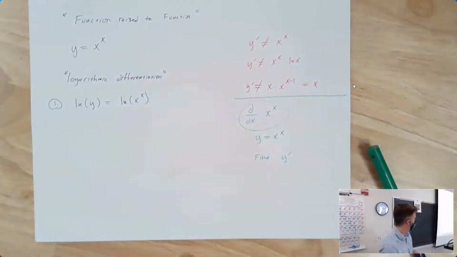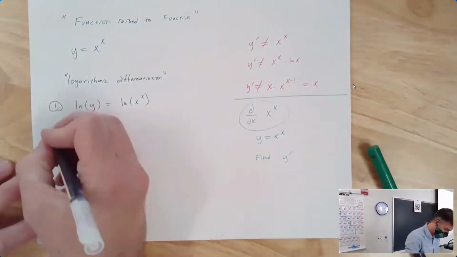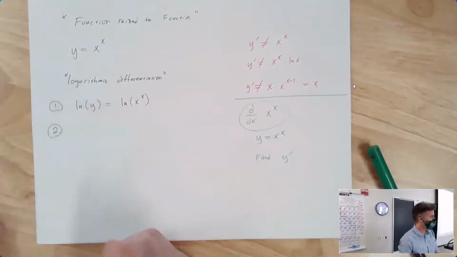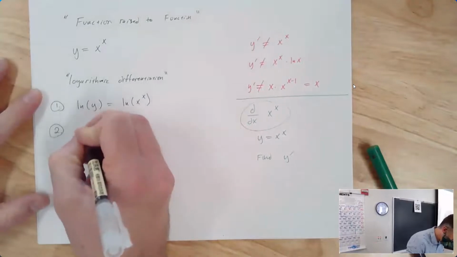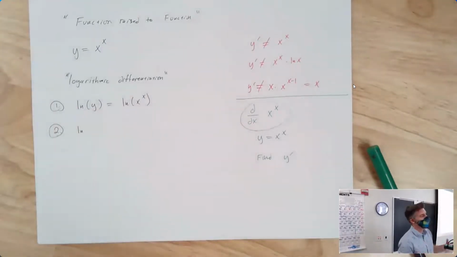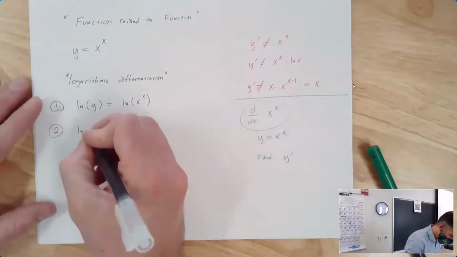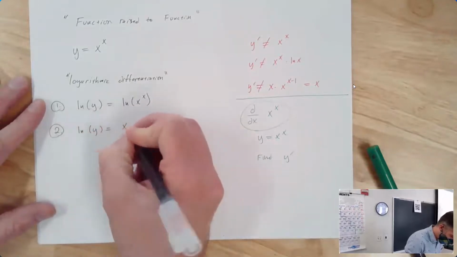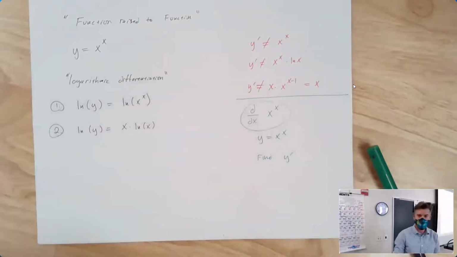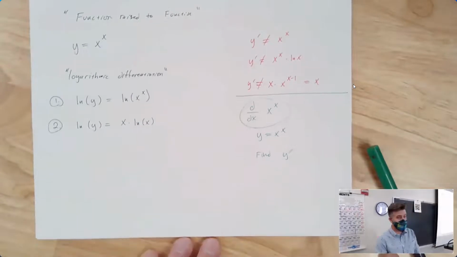Why did I do that? What's that going to let me do? What's the next step? Exactly. Not always, but 99 times out of 100, the reason you're taking the natural log of something is so that you can bring the power out of the power. So I've got the natural log of y equal to x times the natural log of x. Great. Now we can differentiate that.